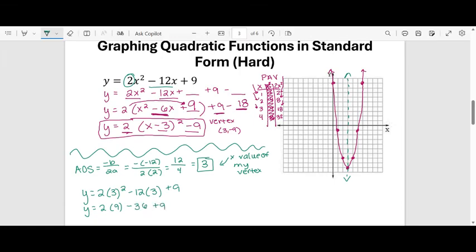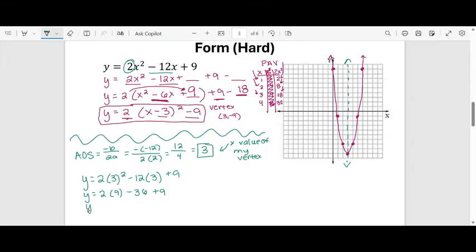I'm going to do 2 times 9, and 2 times 9 is 18. So 18 minus 36 plus 9. 18 minus 36 is negative 18, plus 9 is going to give me negative 9. So y equals negative 9. That is the y value of my vertex. And now that I have my x value and my y value, I can confidently say my vertex is at 3, negative 9.